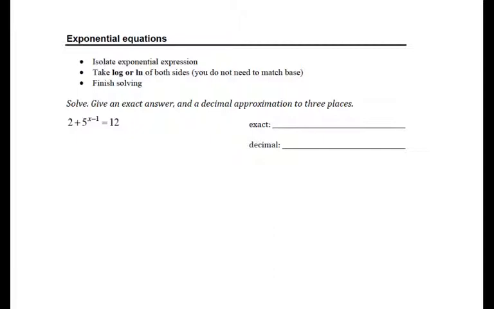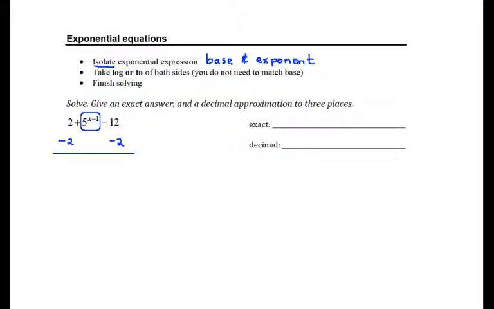The first thing that we do is we isolate the exponential expression. The exponential expression is only a base and an exponent. There can't be anything else multiplied by it, added to it, divided, right? Nothing else can be on the same side as that. So our exponential expression in this case is this whole piece, 5 to the power x minus 1. The way we can isolate it in this case is just by subtracting 2. Very simple.